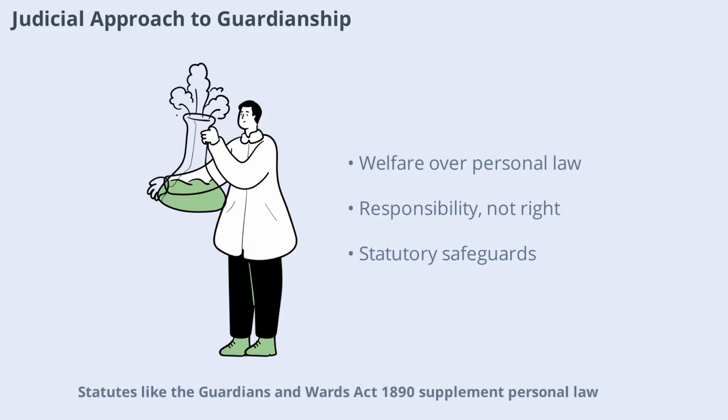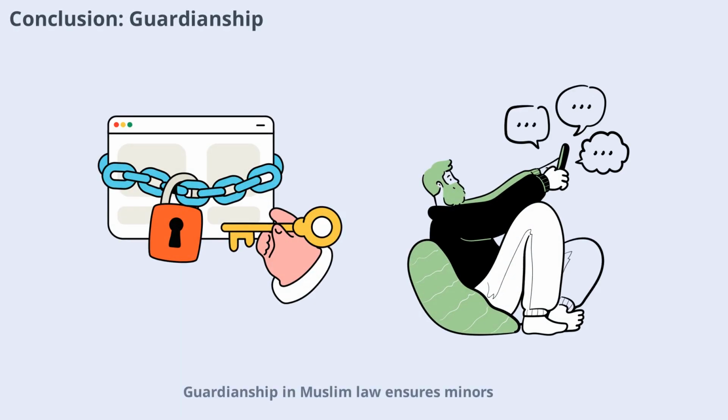Statutes like the Guardians and Wards Act 1890 supplement personal law, ensuring that the child's best interests are always protected, as emphasized in Ghulam Mustafa v. State of Maharashtra. Guardianship in Muslim law ensures minors are protected during their formative years. While traditional rules define specific rights and roles, modern Indian courts and legislation focus on the child's welfare and development, especially in disputes involving custody and property.